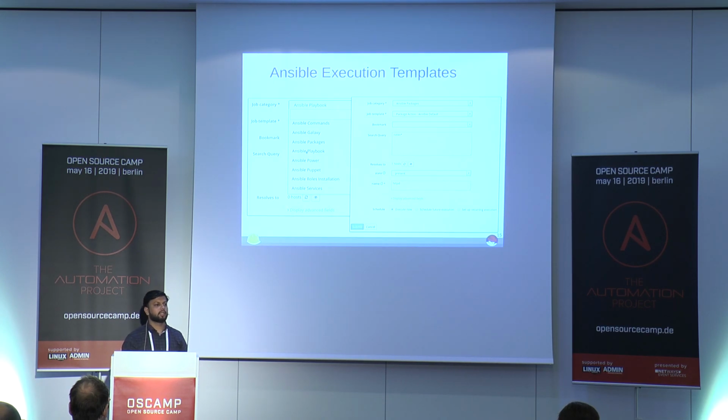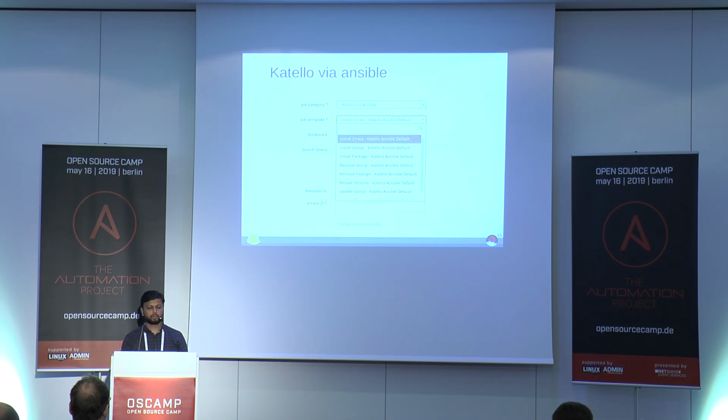Then Ansible Playbooks, you can run any playbook which you can add in the Foreman server, and that will run on top of that host. Ansible Power Actions, that is restarting, rebooting, or shutting down your server. Then Ansible Puppet, where you can also run the Puppet agent using this job template. Ansible Roles Installation that we have seen, that is nothing but this job template. And Ansible Services, you can finally handle the services.